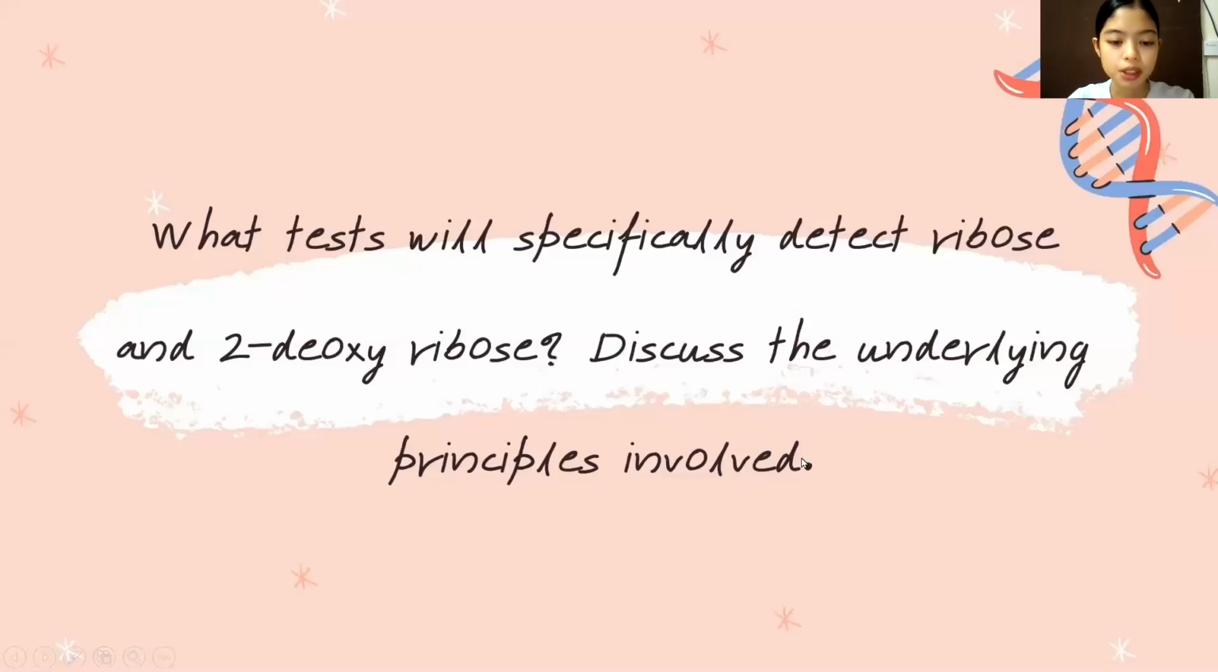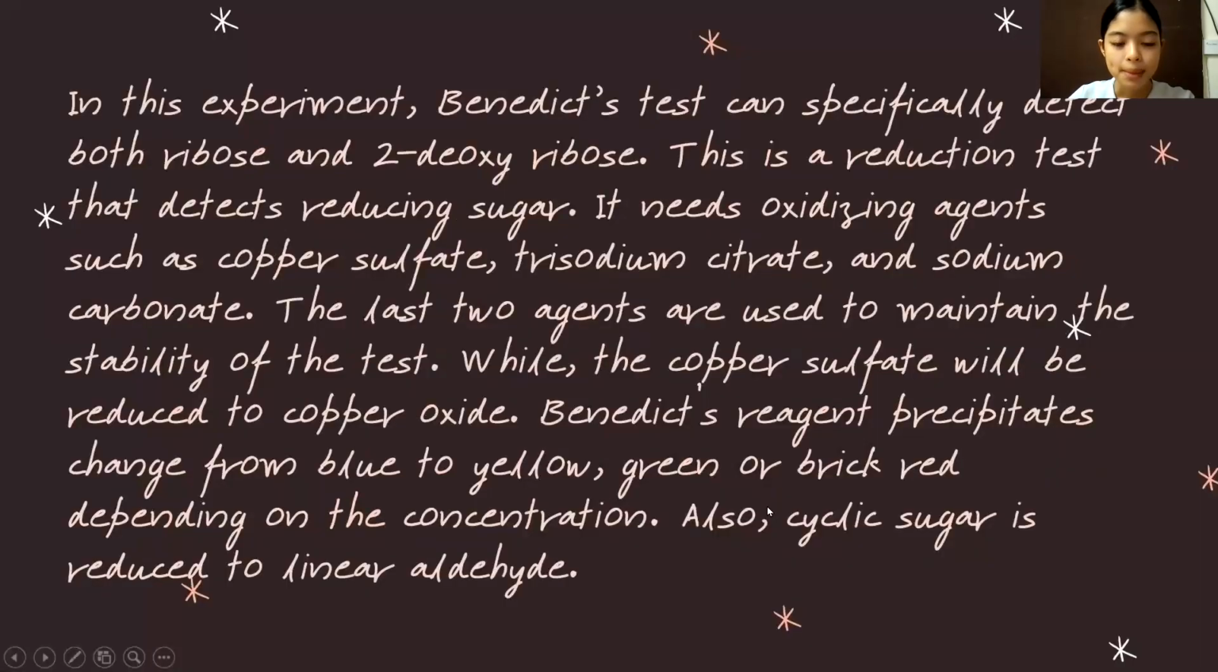For the third question, what specifically detects ribose and 2-deoxyribose? Discuss the underlying principles involved. So for this experiment, Benedict's test can specifically detect both ribose and 2-deoxyribose. This is a reduction test that detects reducing sugar. It needs oxidizing agents such as copper sulfate, trisodium citrate, and sodium carbonate.